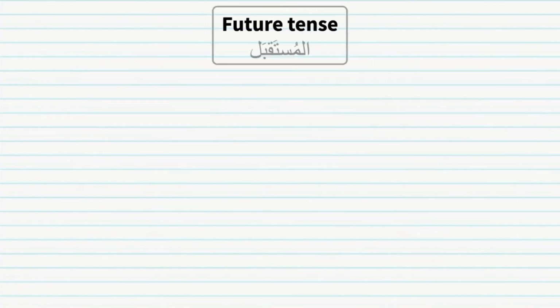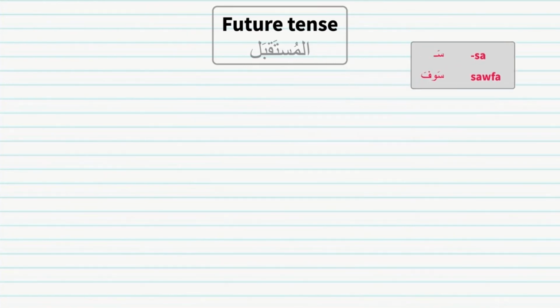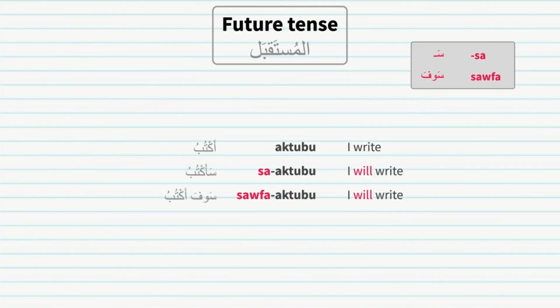Future tense. المستقبل. The future tense in Arabic is almost the same as the present tense. The only difference is adding sa or sawfa in front of the verb. For example, أكتب means I write, سأكتب, I will write, سوف أكتب, I will write.